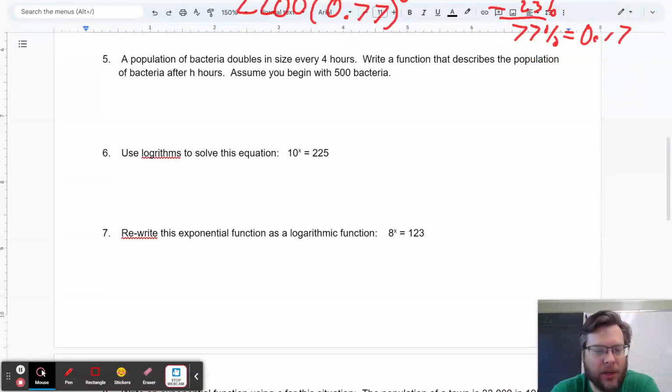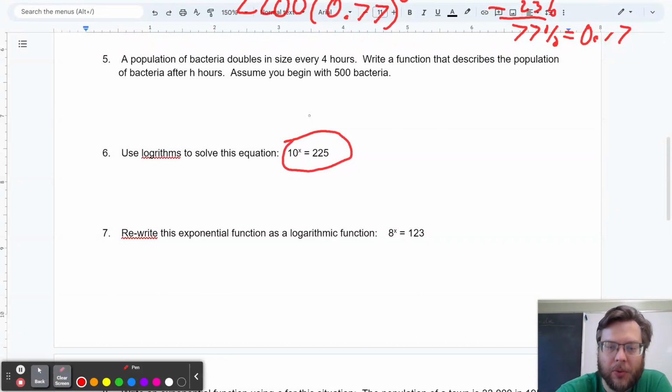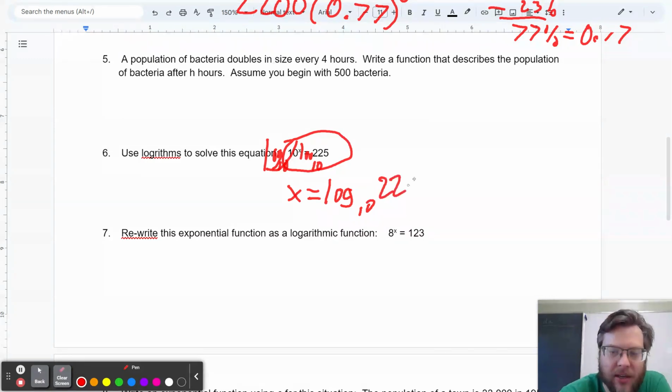All right, moving down, we're going to do some stuff with logarithms. When you have an equation where you have a variable in the exponent, you want to use a logarithm to solve for it. So I take log with a base 10 on both sides because that's going to cancel out the base 10. So x is going to equal log base 10 of 225. Remember that the base stays on the bottom. So if you had a base of 10 raised to the x, then you're still going to have a base of 10 in your logarithm. The button on your calculator that says the word log is programmed to mean log with a base of 10.